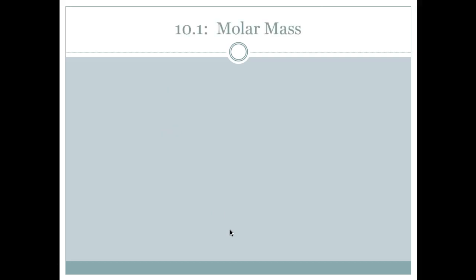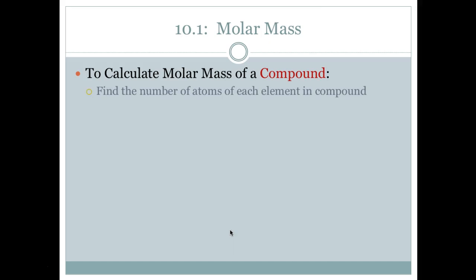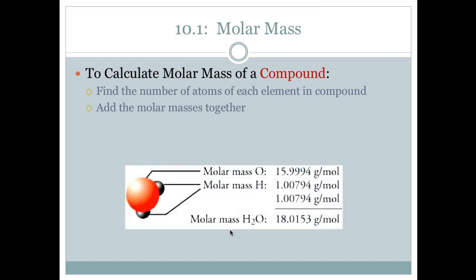Now, what if we're dealing with a compound that contains more than one atom of a given element? In order to determine the mass of a compound, we have to use the periodic table to calculate it. First, we find the number of atoms of each element in the compound, and we add the molar masses of each of those elements together. For example, take a water molecule. A single water molecule contains one oxygen atom and two hydrogen atoms. Therefore, a mole of water molecules contains a mole of oxygen and 2 moles of hydrogen.